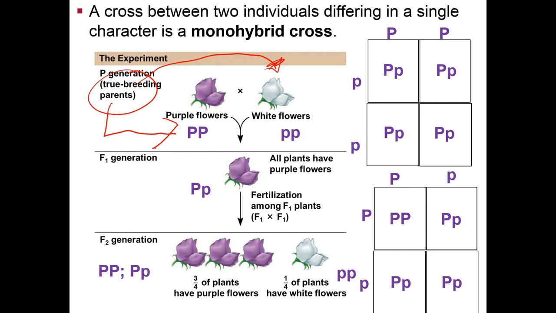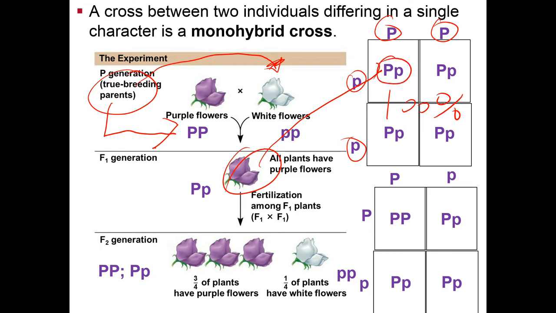Now, when you cross these two individuals, we have our two possible gametes. Well, the purple flower, being homozygous dominant, can only contribute a copy of the dominant allele. A white flower that's homozygous recessive can only contribute the recessive allele to its gametes. So when you do your cross, the potential outcome is that 100% of your offspring are going to have purple flowers, and they're all going to be heterozygous.